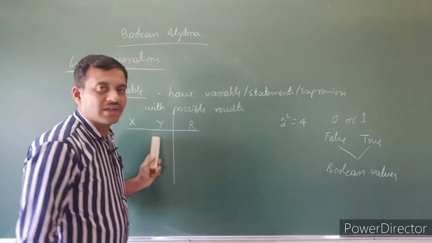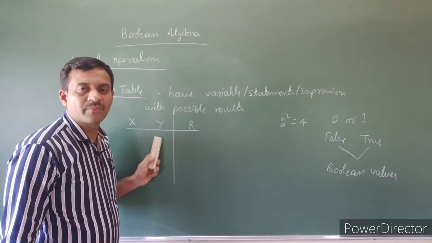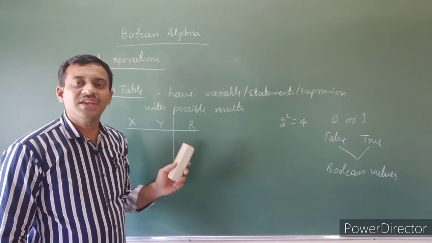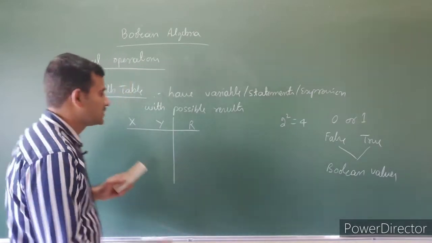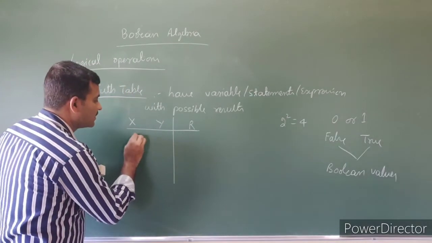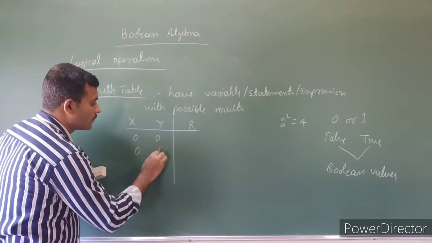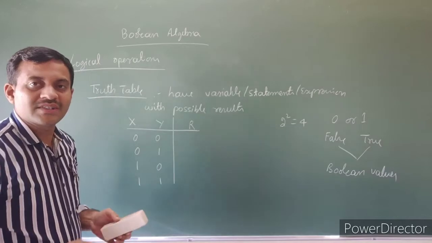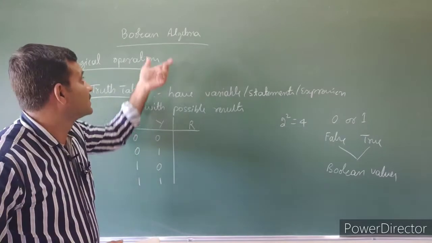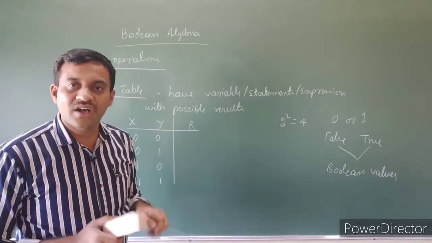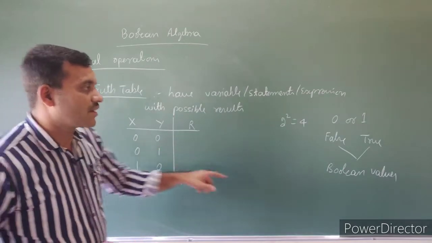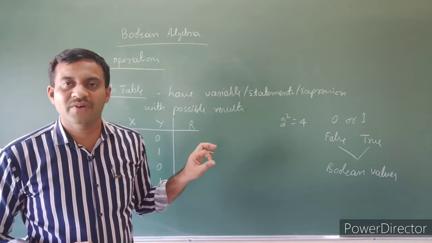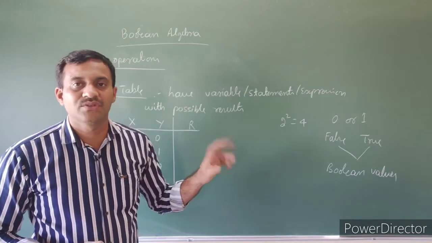Then there are two variables, so 2 raised to 2, there are 4 possible combinations. Each variable has a unique value. See here, the possible combinations are 0 0, 0 1, 1 0, 1 1. The Boolean algebra is also called switching algebra. 0 refers to false, 1 refers to true.